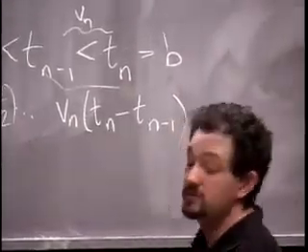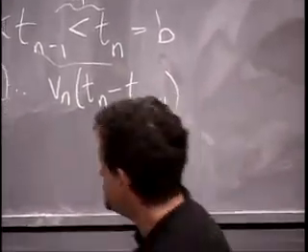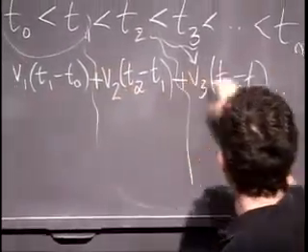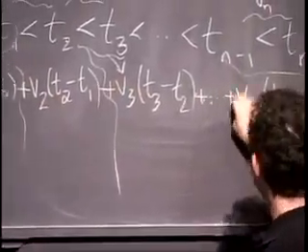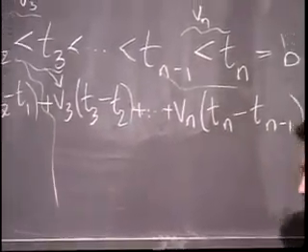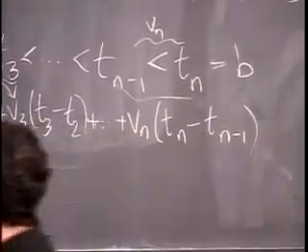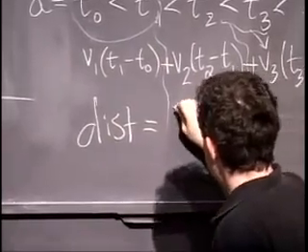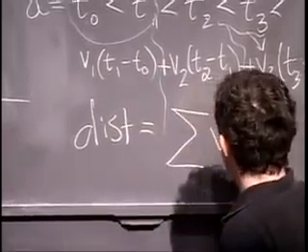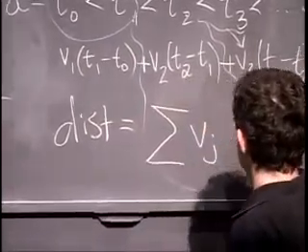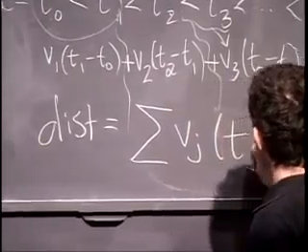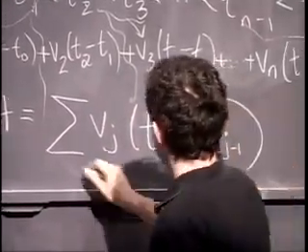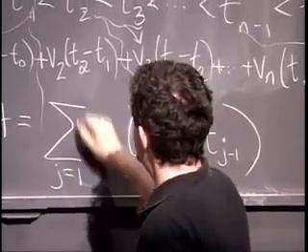And to get the total distance, you add them up. So what we're looking for is the sum of all these quantities. And this is a good reason to use sigma notation. Your total distance, then, is equal to the sum of vj times (tj minus t(j minus 1)) from j equals 1 to n.